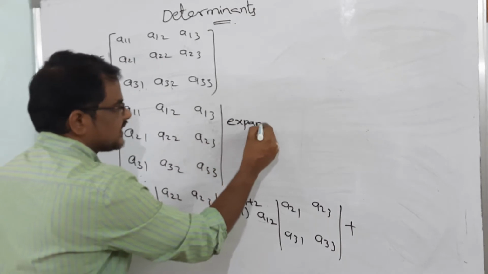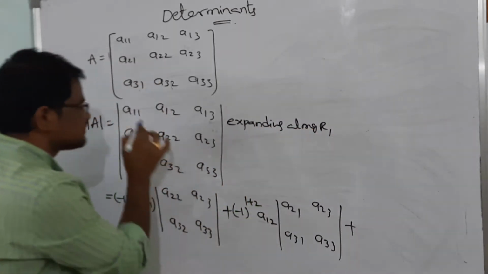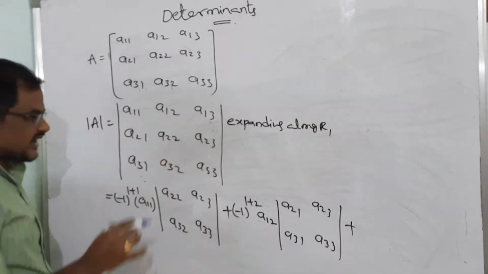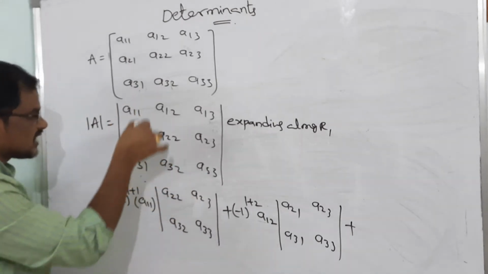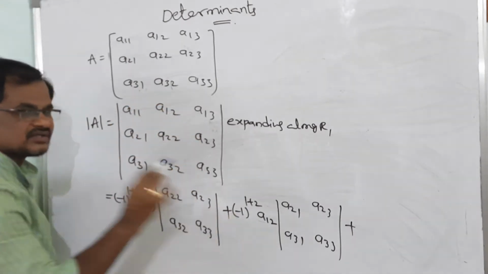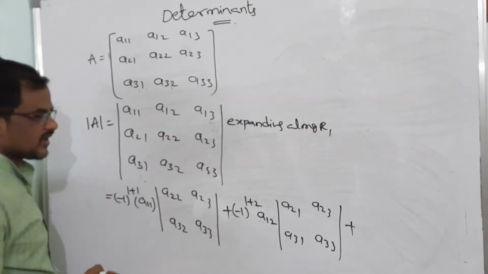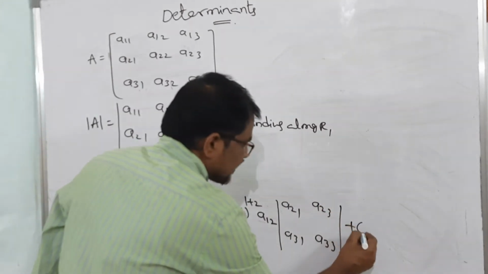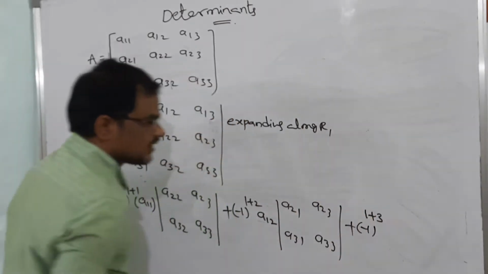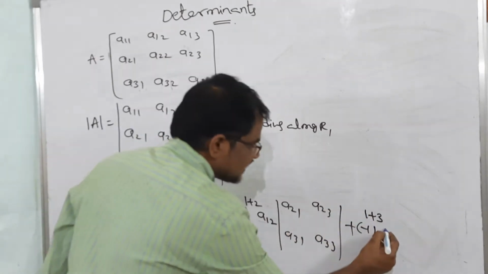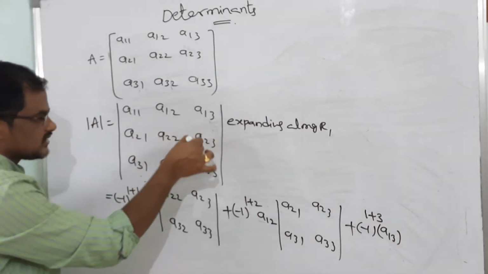are expanding along R1, means expanding along first row. If you expand along second row or third row or first column, second column, third column, same answer you will get. You can expand along any row or any column. Now plus, minus 1 whole to the power of, position of this element is first row and third column, into A13 we have to take, eliminate first row and third column.